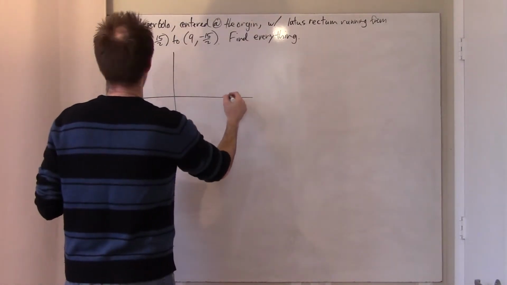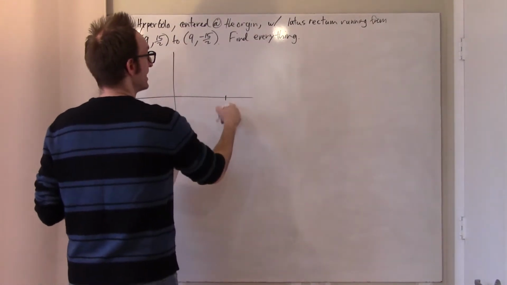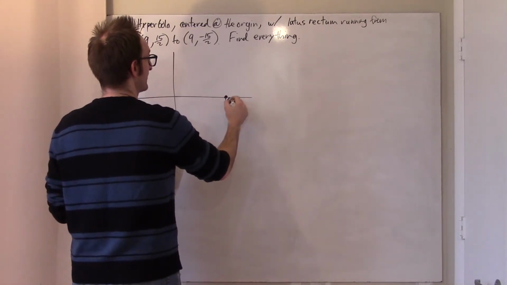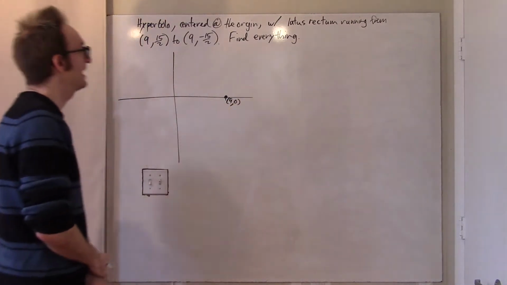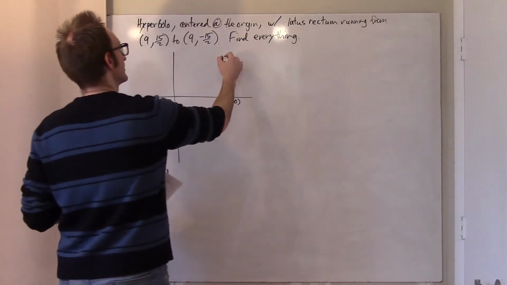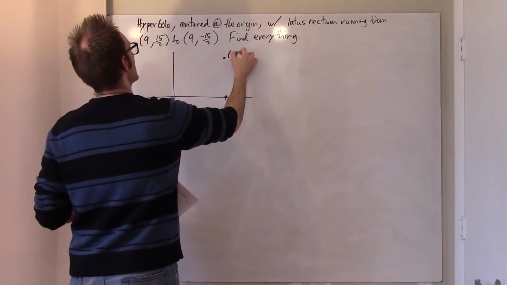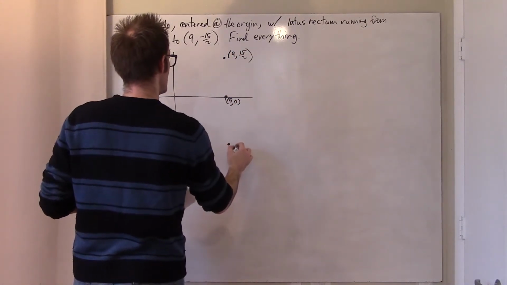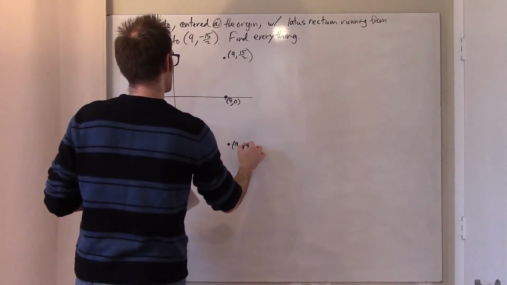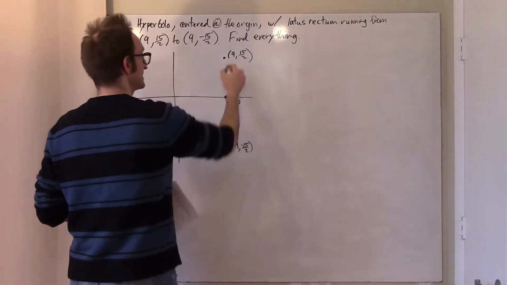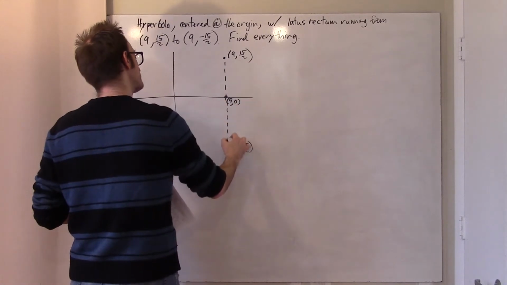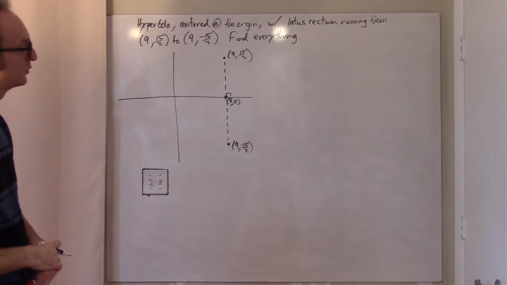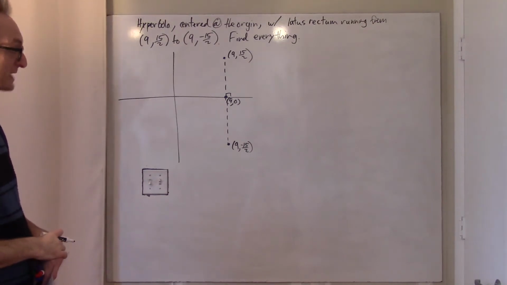Well, way out here at 9 must be the focus. So I have this focus here at (9, 0). And then 15/2, so that's like 7.5, so (9, 15/2). And way down here, we have (9, -15/2). This is the latus rectum. So that's a chord through the focus perpendicular to the line through the foci.